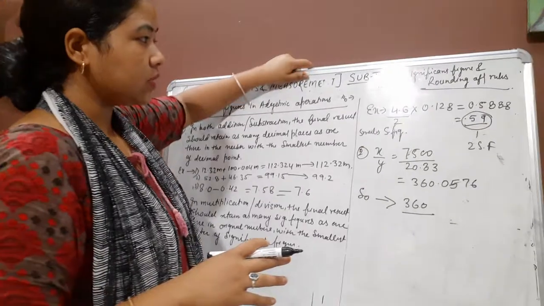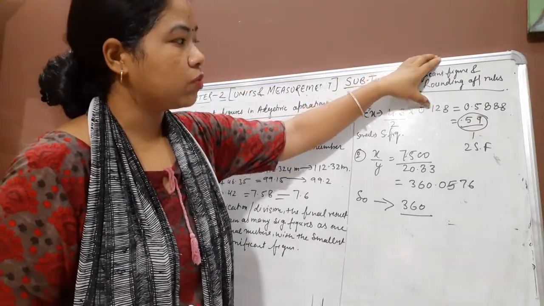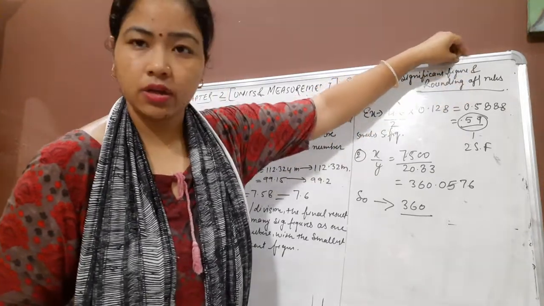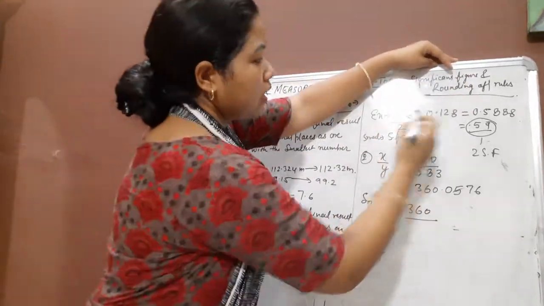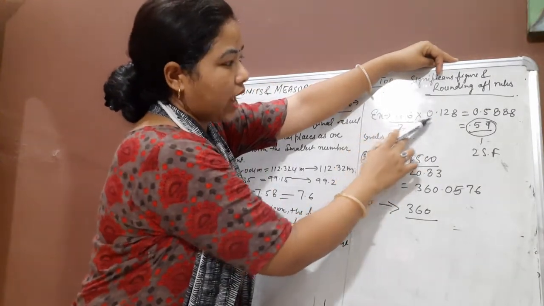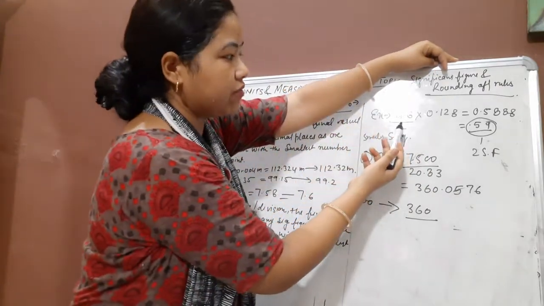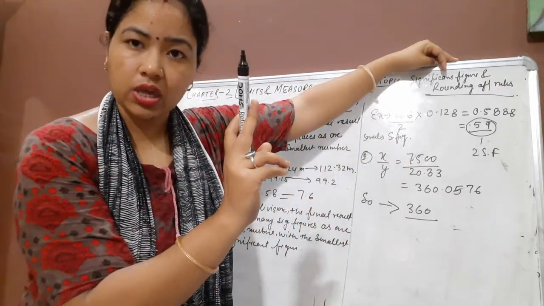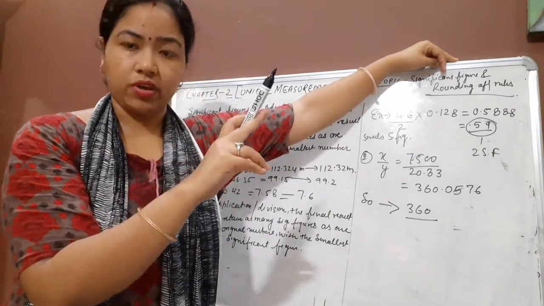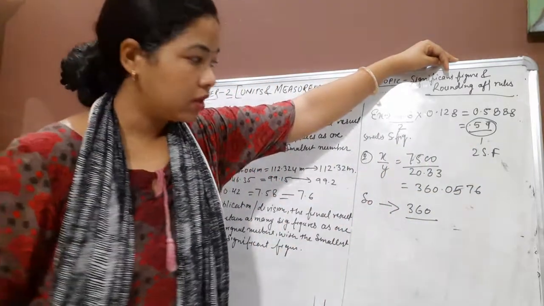Likewise, suppose for the example 4.6 multiplied by 0.128, so there will be 0.5888, right. So for that, the least significant figures are in one digit, which is 2, and in the next digit it is 3. So in the final result we will count the significant figures up to 2 digits only. That means in the final result we will only have 2 significant figures, right. So this will be 0.59, right.